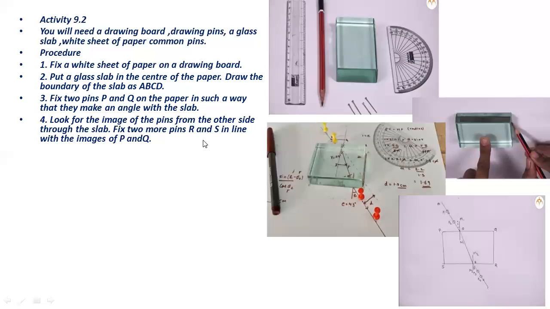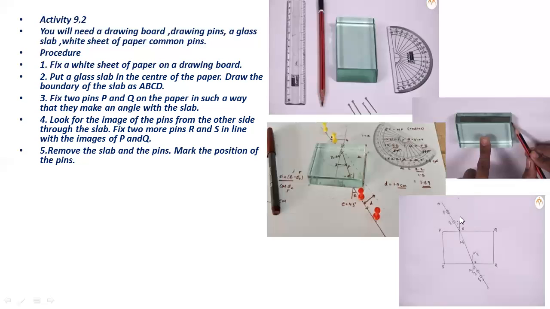Fix two more pins R and S in line with the image of P and Q. These are the two more pins in line with these two pins. Then remove the slab, and just join the slab outline and also the pin positions, and then make circles or squares of the pins where they were first fixed. And what you will do next, you have to join these lines by using the scale.